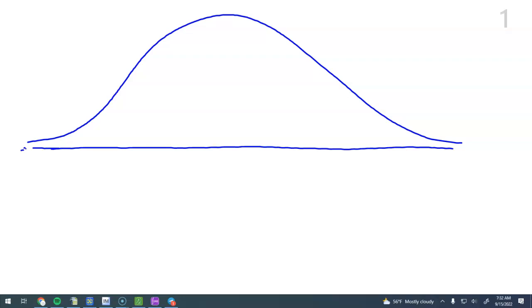So, this is a normal curve. The idea is that, let's say we're looking at people's heights, for example. Most people are in the middle or pretty close to average. The further away from average you get, the fewer people there are that fit that description.